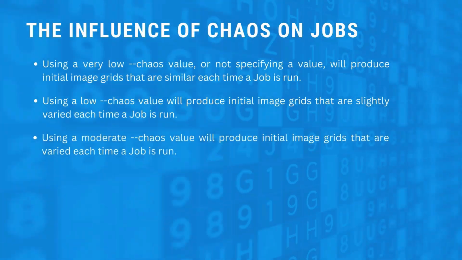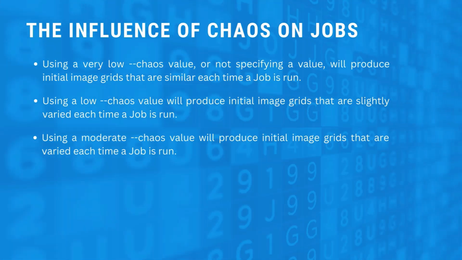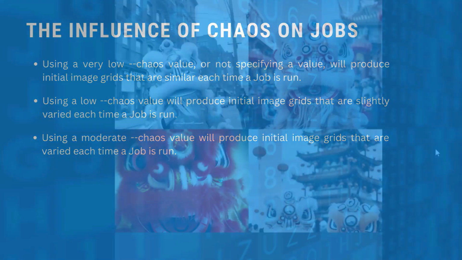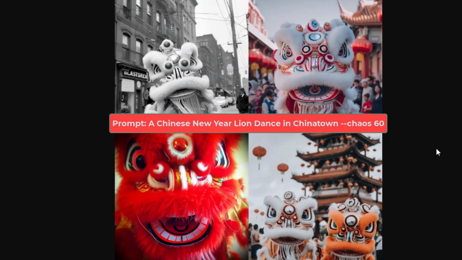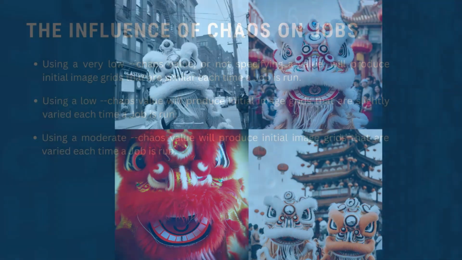Using a moderate --chaos value will produce initial image grids that are varied each time a job is run. With chaos set to 60, there is some decent variation here. You've got one lion, two lions, one in black and white, another in close-up. You've got differing backgrounds as well, a Chinatown street, a temple in the background, so some considerable arbitrariness here.